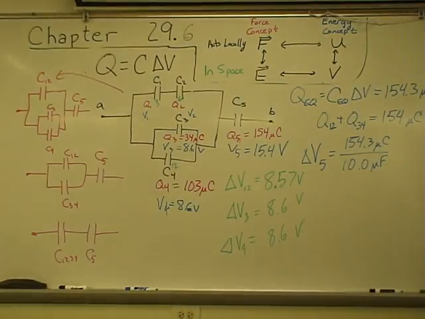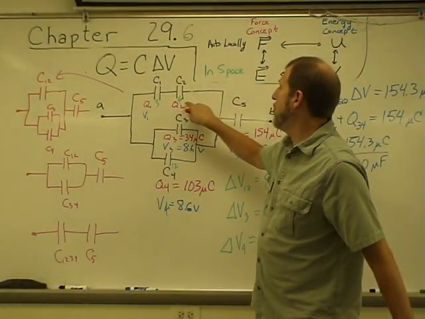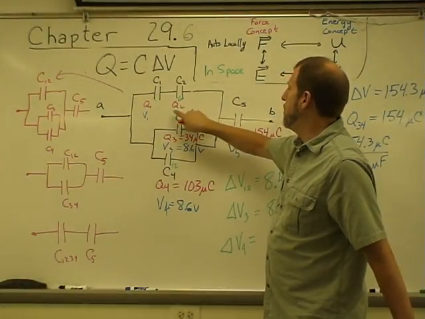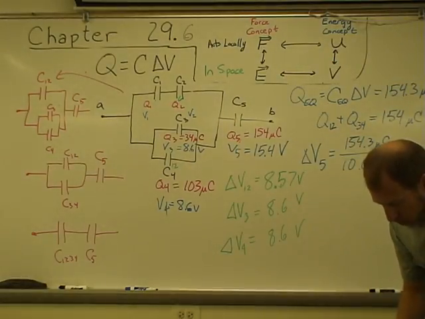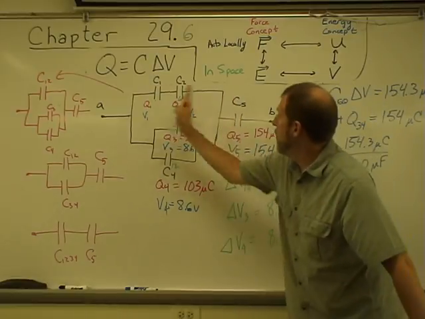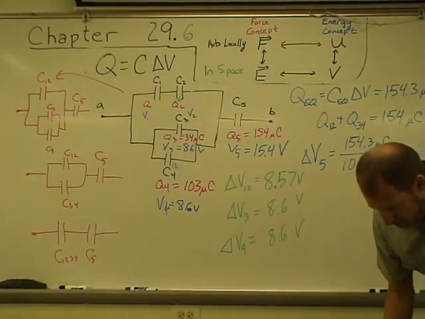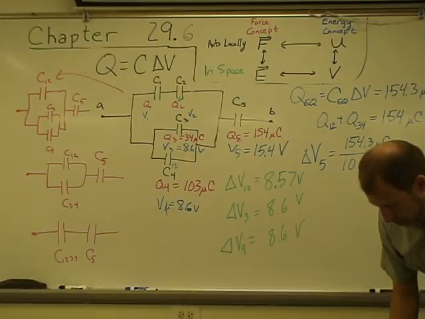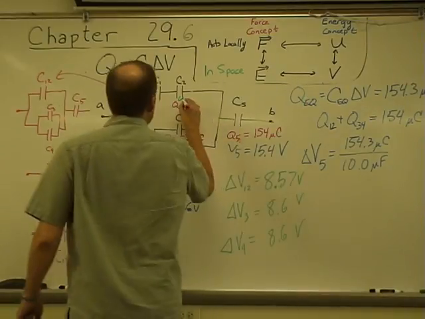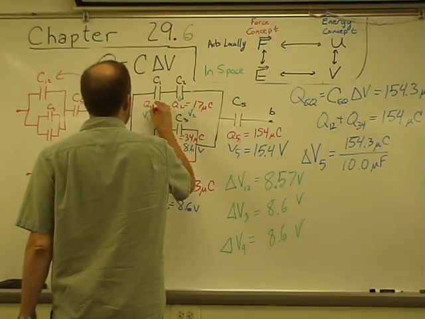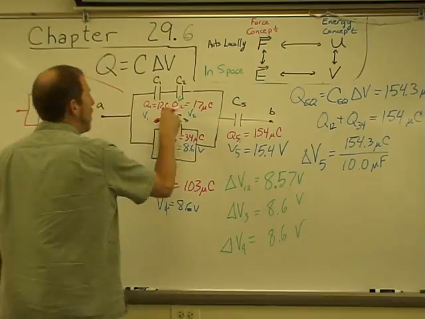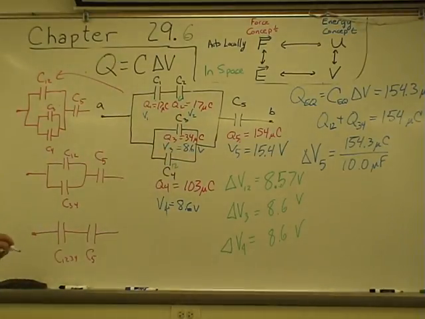The charge stored on Q4 is 103 microcoulombs, and the charge stored on both thing 1 and thing 2 has to be equal to what's left. So I've got 154 microcoulombs stored on this whole equivalency, minus 34 microcoulombs, minus 103 microcoulombs, means that both of these have a charge of 17 microcoulombs stored on them.